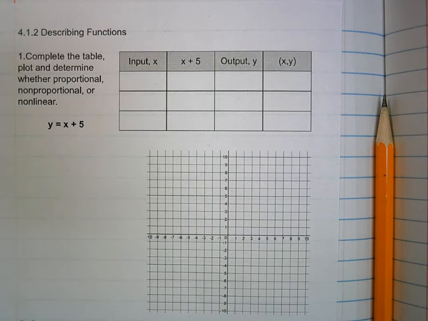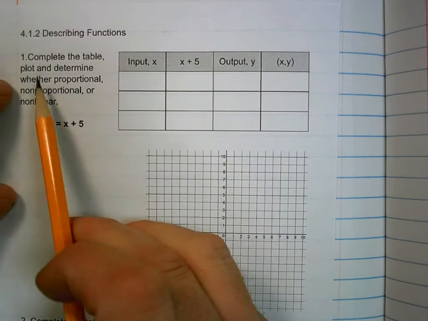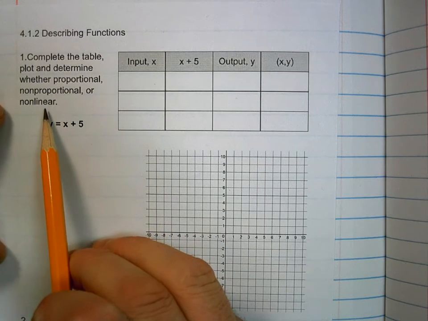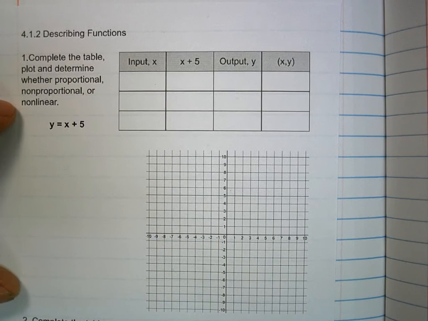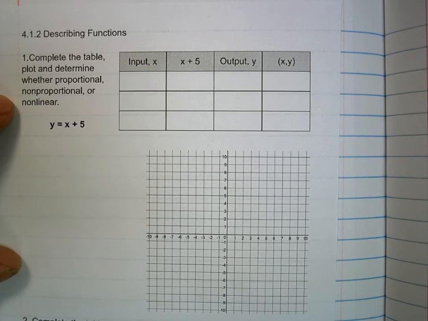You guys have been describing functions for the last 3 months. Describing a function is literally telling me what the function does, giving me the equation. So let's look at this first one here. It says complete the table, plot, and determine whether proportional, non-proportional, or nonlinear. Remember, if it's nonlinear, it can't be proportional or non-proportional, can it?